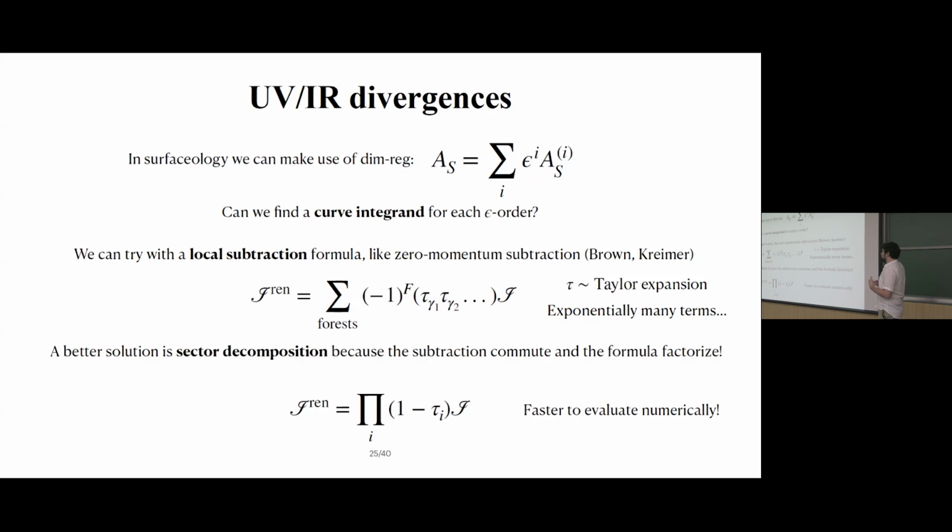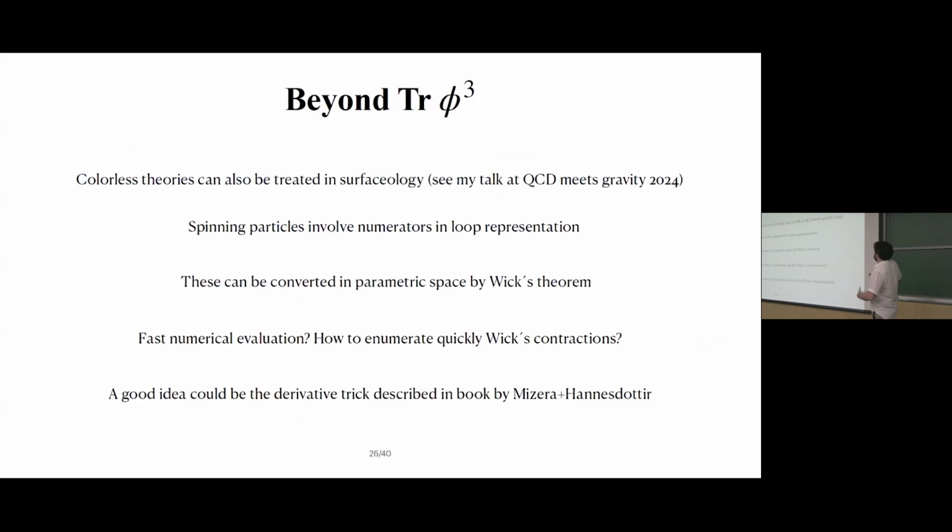A better solution is to use sector decomposition again, since eventually we sample a point in every sector. And an interesting fact about sector decomposition is that this subtraction formula in a given sector factorizes, and so it's much faster to evaluate. This was about the divergences. If you want to go beyond the trace of a cube, we have to understand how to do colorless theories. I spoke about it at QCD Meets Gravity 2024, so you can look at the talk.